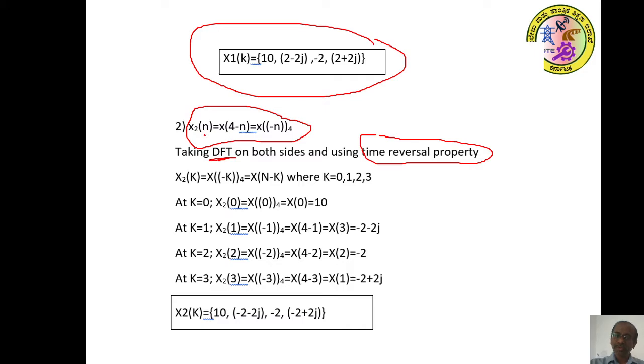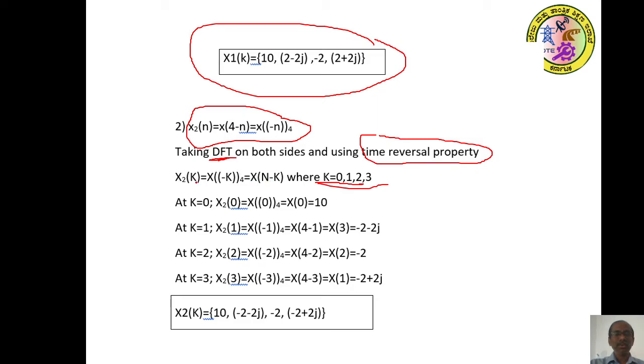x2 of n will become x2 of k. x will become x of k. Because of folding, it is minus k. If you are not happy, x of minus k can be written as x of N minus k, with k varying from 0 to 3. Let us put k values from 0 to 3.